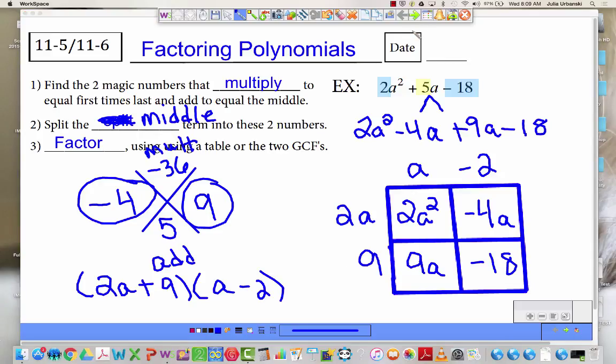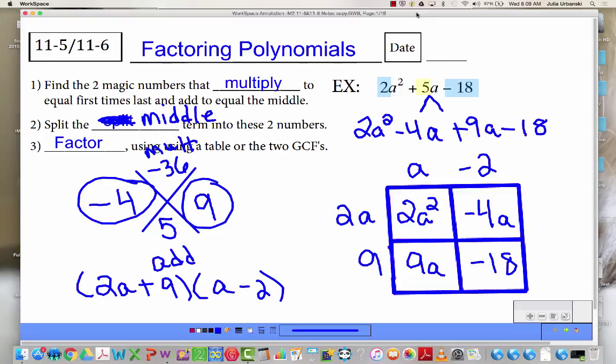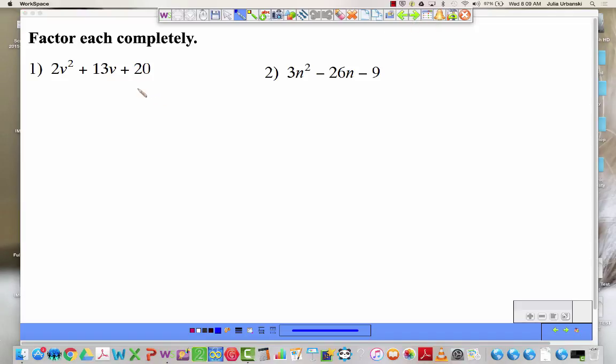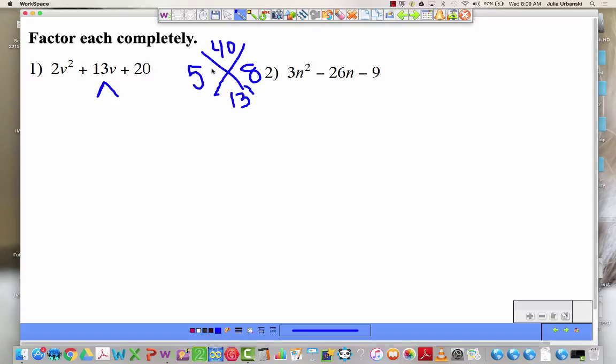Down to number 1. We can't do a box until we have 4 terms to deal with. And those are the 2 numbers that have to multiply to be 40. And the bottom is, okay. So think about 2 numbers that can multiply to make 40 and add to make 13. There's no negatives to worry about. 5 and 8. 5 times 8 is 40. 5 plus 8 is 13. Multiply at the top, add for the bottom.